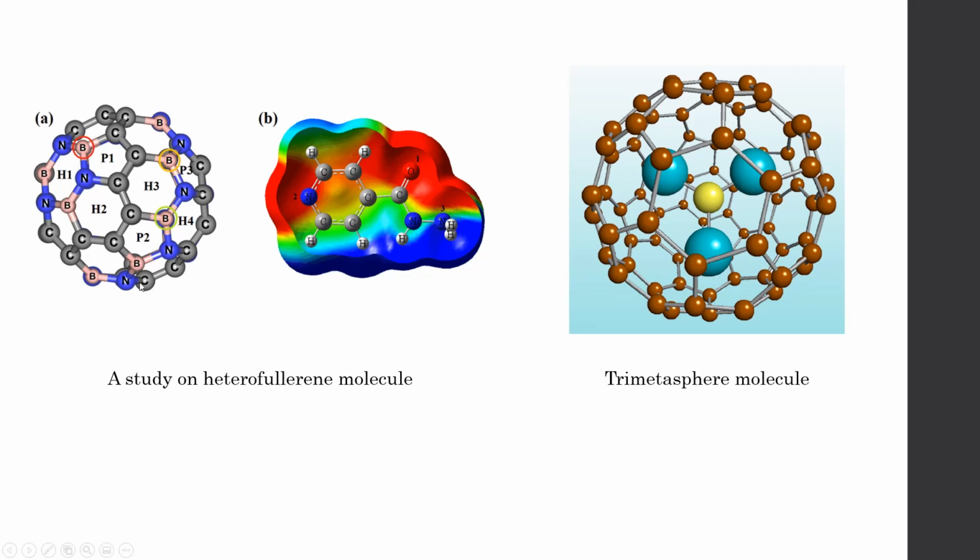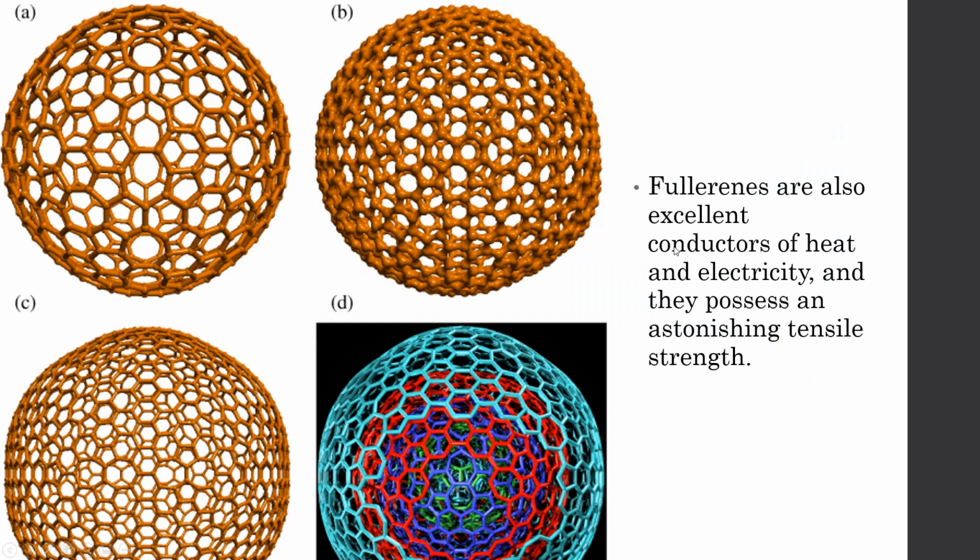And this is a study on a heterofullerene molecule. And as I mentioned earlier, this is a 3-metal sphere molecule. Fullerenes are also excellent conductors of heat and electricity, and they possess an astonishing tensile strength. As we see here, this is another example of fullerene.